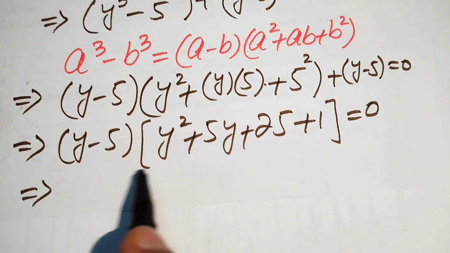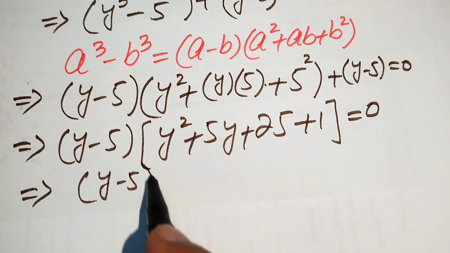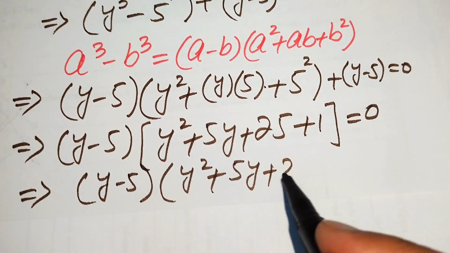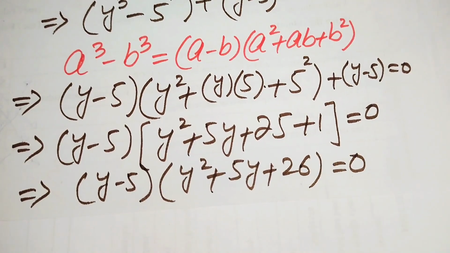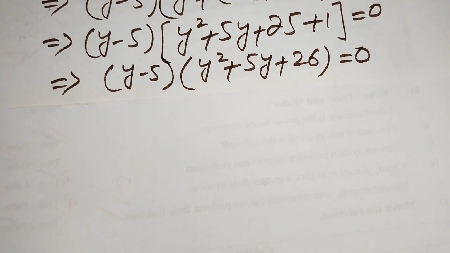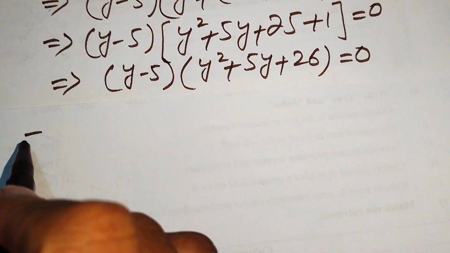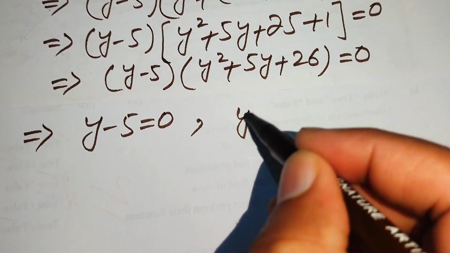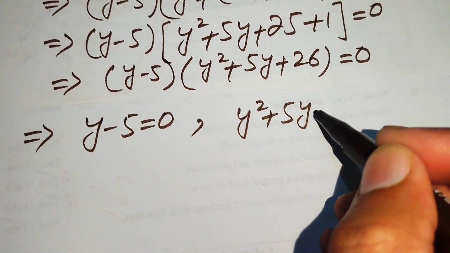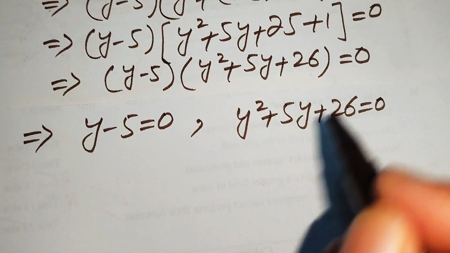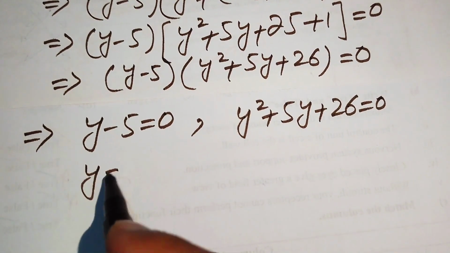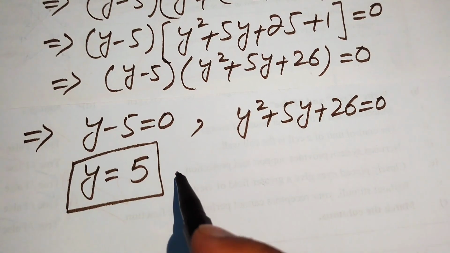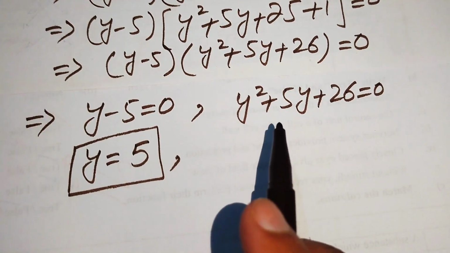So here we need to simplify the terms, and we get (y - 5)(y² + 5y + 26) = 0. Now we convert this into two cases. The first case is y - 5 = 0, and the second case is y² + 5y + 26 = 0. From the first case we easily get y = 5, and in order to find the other values, we need to solve this quadratic equation.